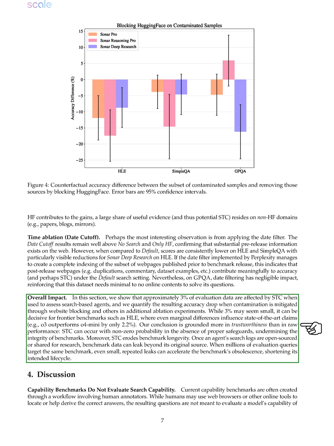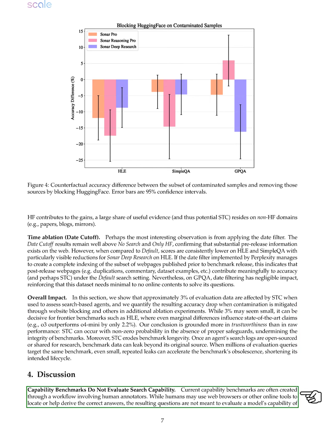While 3% might seem minor, it can be crucial for high-stakes benchmarks like HLE, where even small differences can affect state-of-the-art claims. Our conclusion emphasizes trustworthiness over raw performance. STC can occur without proper safeguards, threatening the integrity of benchmarks and their longevity. Once an agent's search logs are shared, benchmark data can leak, leading to faster obsolescence, especially when many queries target the same benchmark. We also discuss how current capability benchmarks do not effectively evaluate search capabilities.